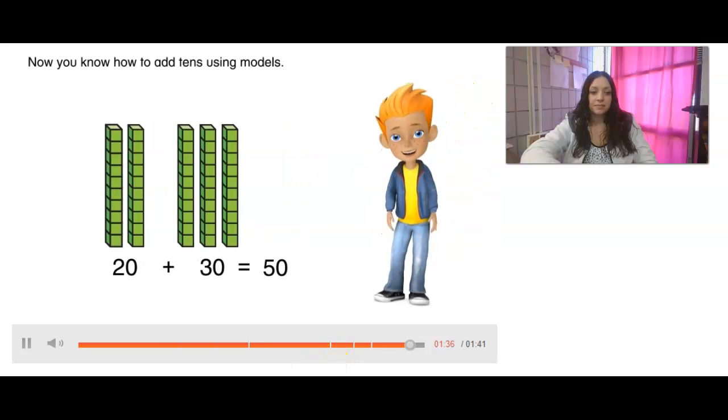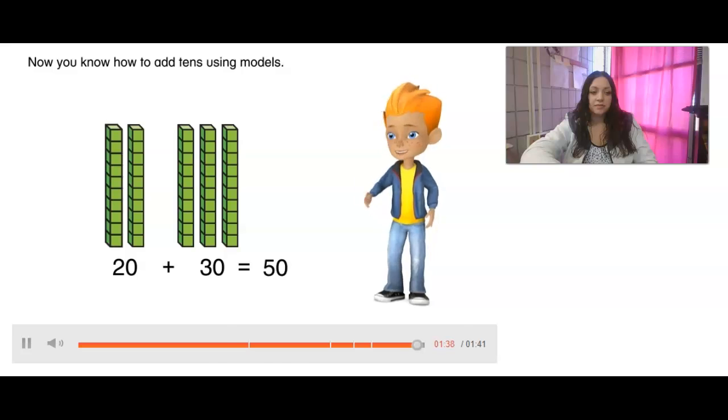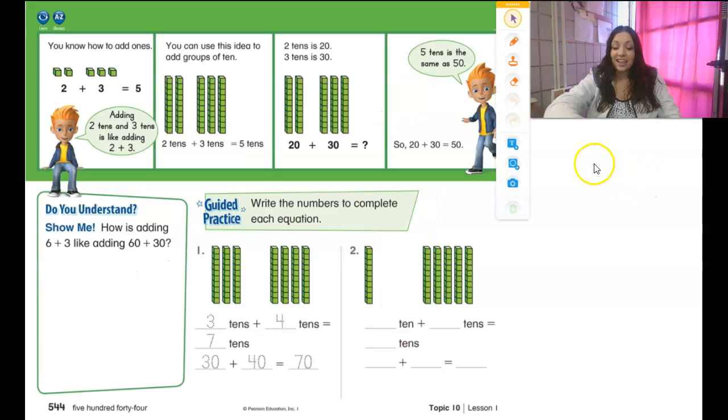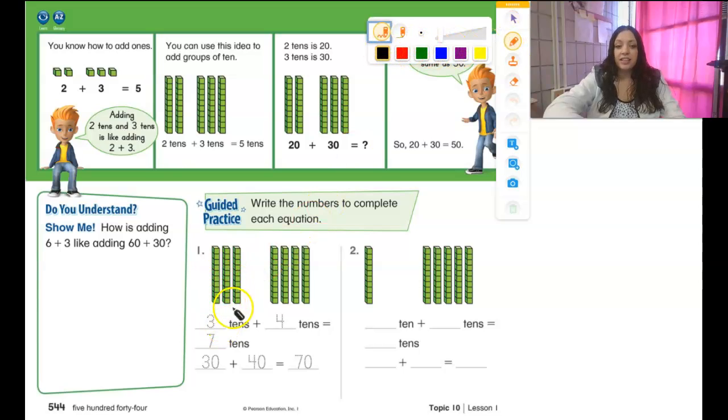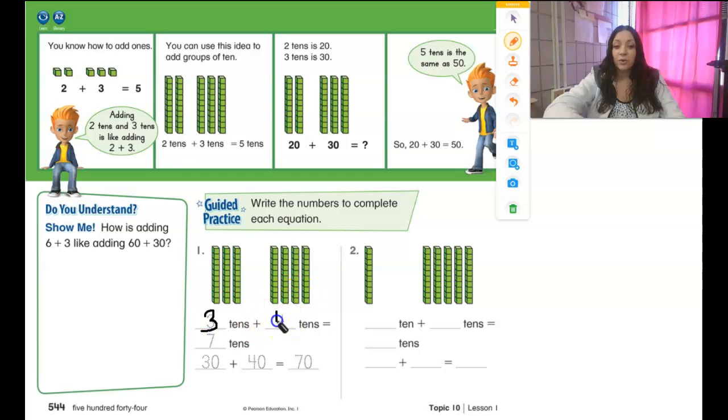Now you know how to add tens using models. All right, guys, we're going to try that now, okay? So if you look down at the bottom, this is the one that they've kind of helped us with. They said, okay, how many tens are here? 1, 2, 3. So we're just tracing that. And how many tens are on the other side? 1, 2, 3, 4. So 3 tens plus 4 tens would be 7 tens, because I would have 1, 2, 3, 4, 5, 6, 7 tens in all.